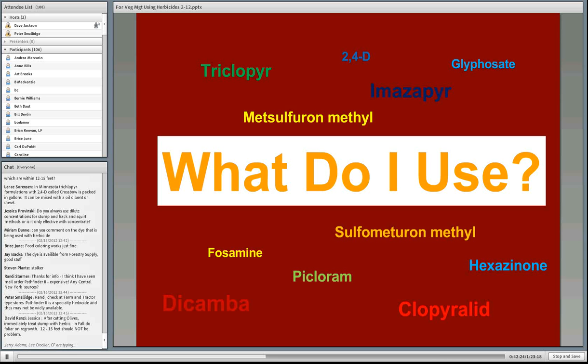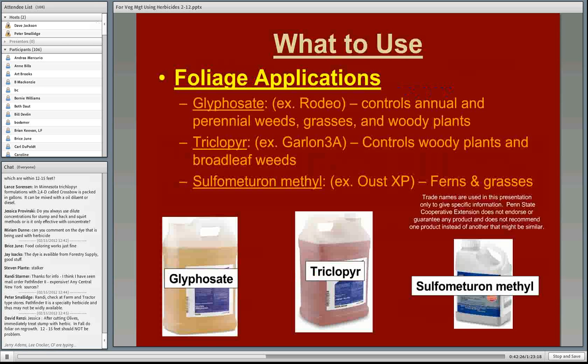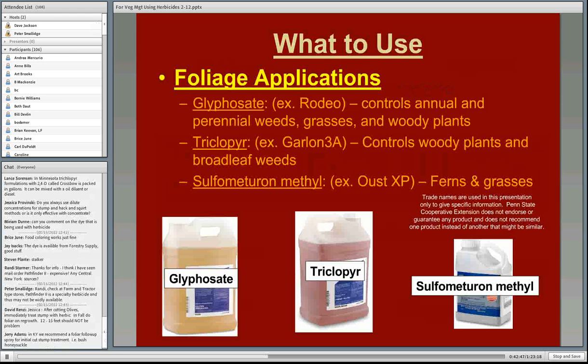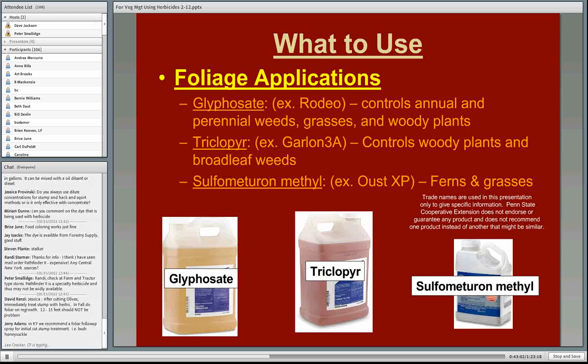When we're looking at foliar applications, I'm going to say these three products: glyphosate, an example of which would be Rodeo, which many of you know through the old Roundup label; triclopyr, an example being Garlon 3A; and sulfometuron methyl, an example being Oust XP. Those are the main products from before these active ingredients went off patent. Again, there are many generic varieties of these, so check with your dealers and distributors to see what is available out there. You can check for pricing and those kinds of things, because they're essentially the same material.